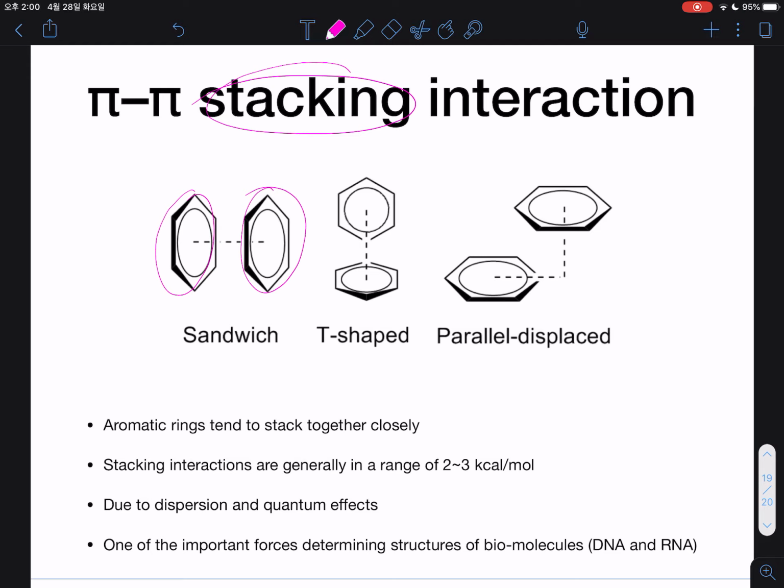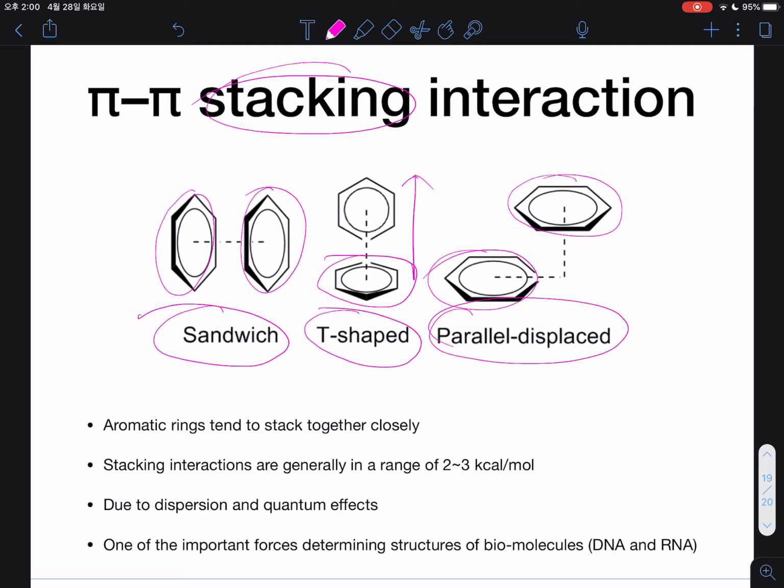So if two aromatic rings are oriented like sandwiches or T-shaped, where one is planar and the other is standing in a perpendicular way, or if one ring is parallelly displaced from another ring, then the two may also have pi-pi stacking interaction. Empirically, people observe that aromatic rings tend to bind together, stack together closely.